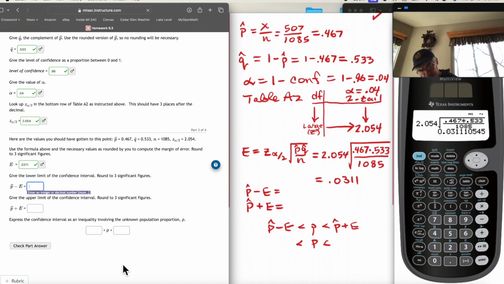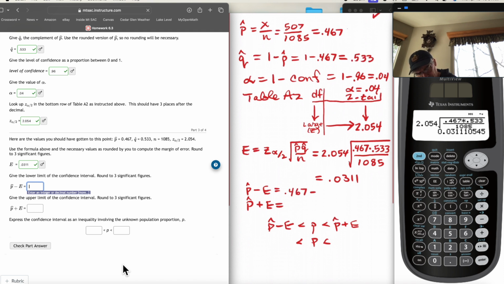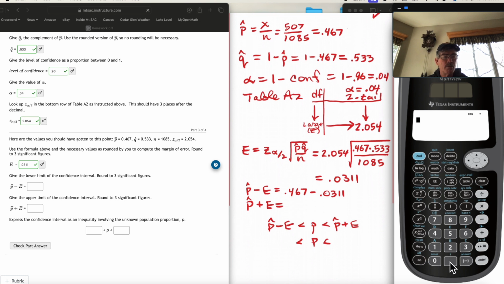And now we can do our limits for the confidence interval. So our p-hat value is 0.467 minus 0.0311. And there we get 0.4359, which we're going to round again to 3 significant figures, 0.436 there.